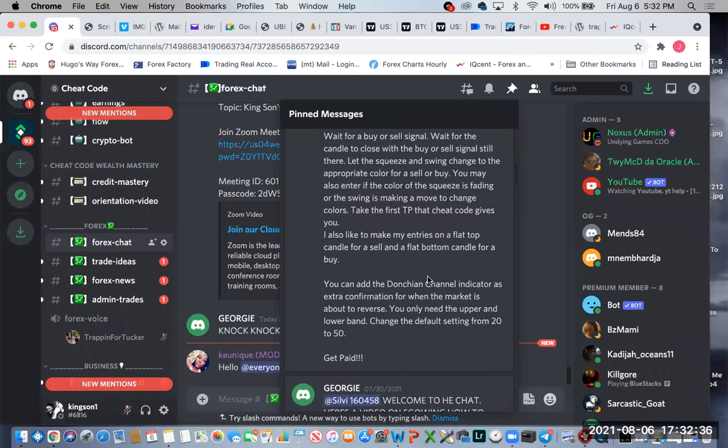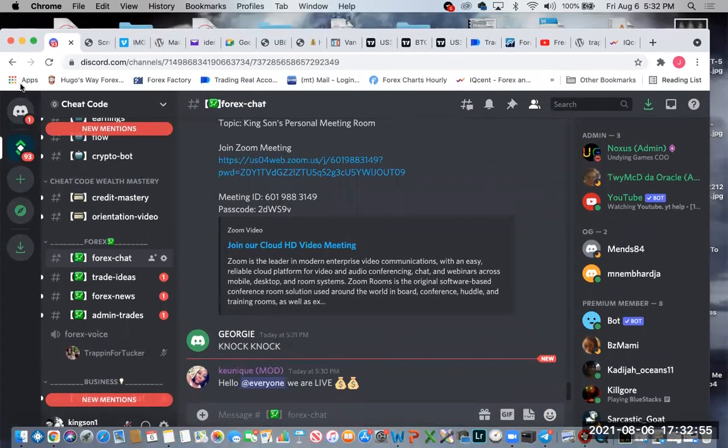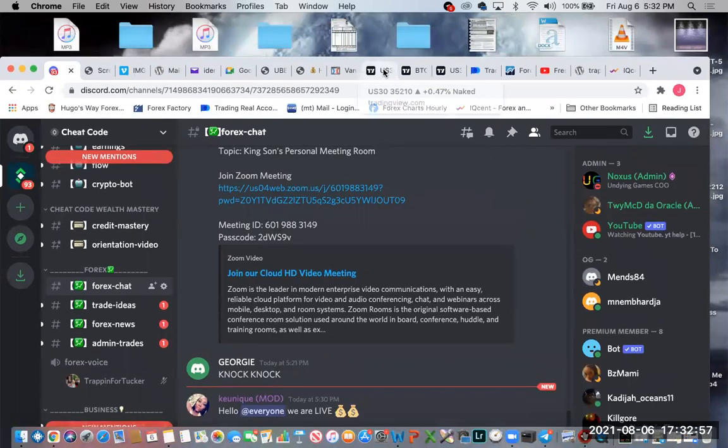You can also add the Donchian channels. I use that to help me see reversals in the market. It's an indicator you can find on TradingView. I like to change the default setting from 20 to 50. Basically, get paid after that. All right, so here we go, let's look at this thing, because today was a really good day to make some money, especially on US 30. It was crazy.